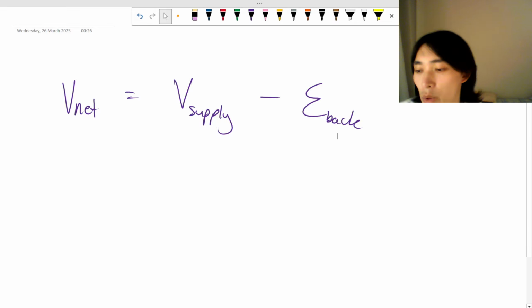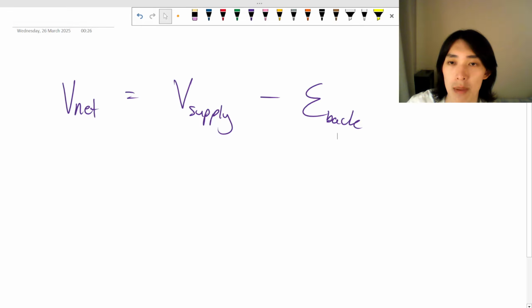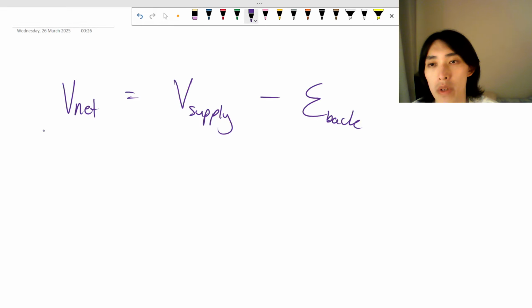Hey everyone, so today we're going to go through some really advanced back EMF concepts. So we recalled this formula from previously: Vnet is equal to Vsupply minus back EMF. This is something we should be comfortable with now. We can take this a step further by translating this into a new equation, which is the same thing but expressed in a different way.